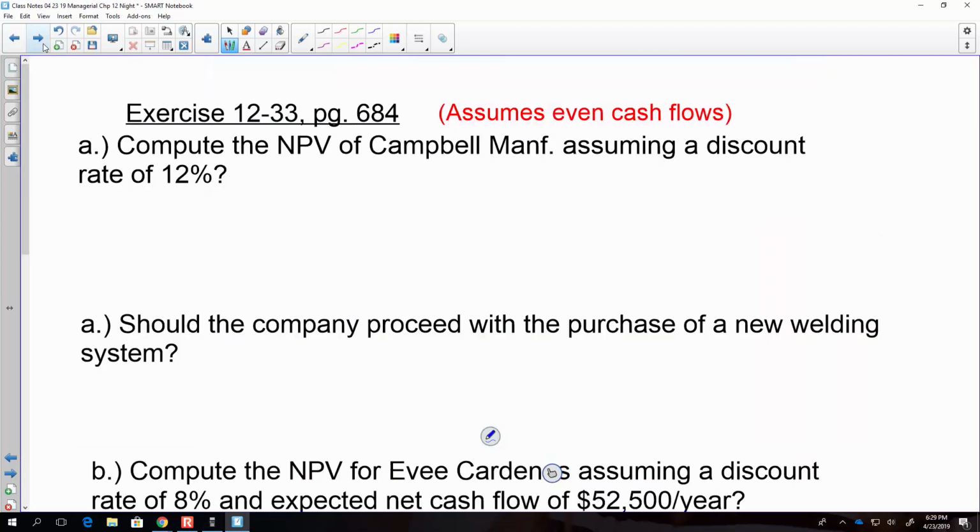The first one I want to try is problem 33. We'll use our calculator, we'll use our tables, just to get a little more practice here, guys. Page 684 again. If you want to fold over your page at 670 so you can get back to it, or put a paper clip on it.